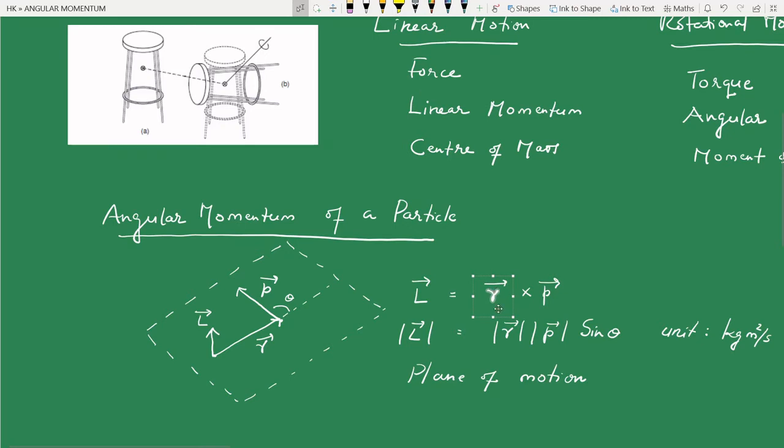And the second important thing is, this is a cross product. So its direction is perpendicular to the plane containing r and p, this plane of motion. Again, let's come back to the earlier question. How do we identify the direction of angular momentum? This is the same as how we fix the direction of the cross product between two vectors. So here we have to consider r cross p.